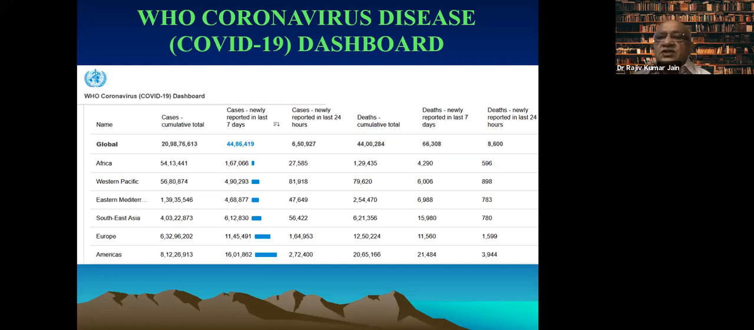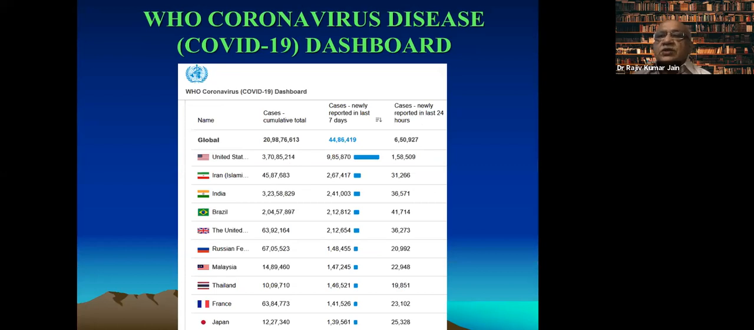Let's see further in terms of countries. This is the ranking of the countries in terms of cases newly reported in the last 7 days. And what do we find? The top rank goes to United States, 9,85,000 cases out of 44,86,000 cases. Remember, USA once again is reeling with Delta variant all across USA today. And look at Iran, Islamic Republic of Iran, 2,67,000 cases, second rank in the world. And India is again at the third rank in the world, 2,41,000 cases.